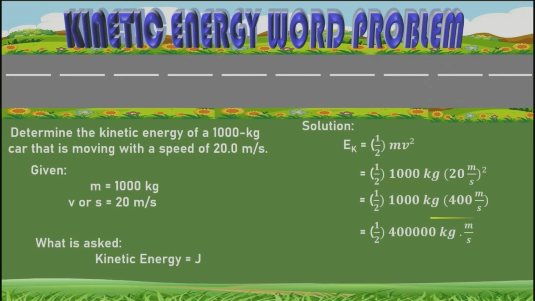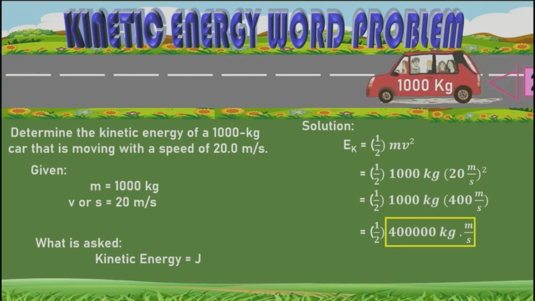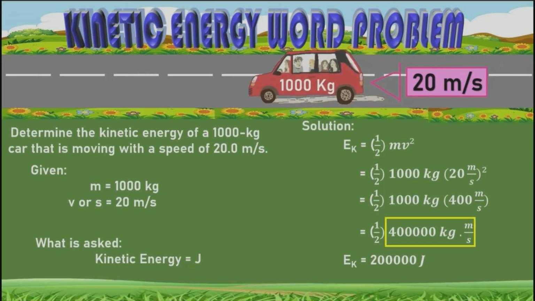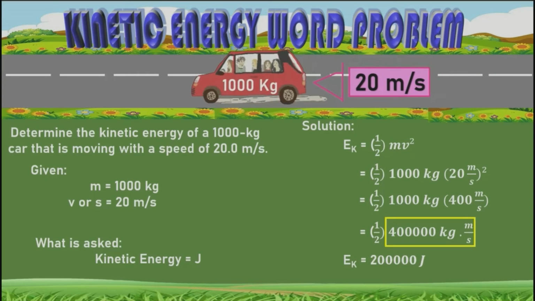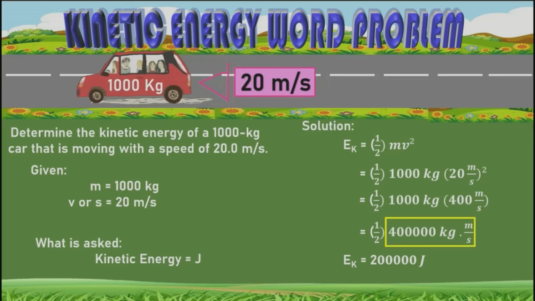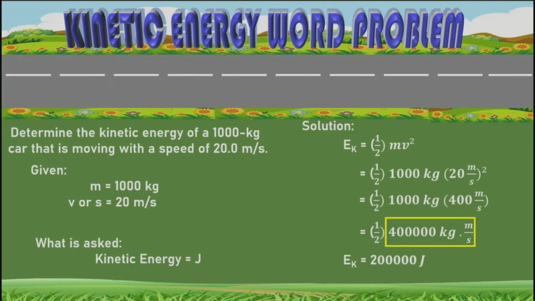We derive 400,000 kilogram meter squared per second squared. So one half of 400,000 is 200,000. Thus, the kinetic energy of a moving car is 200,000 kilogram meter squared per second squared, or 200,000 joule.